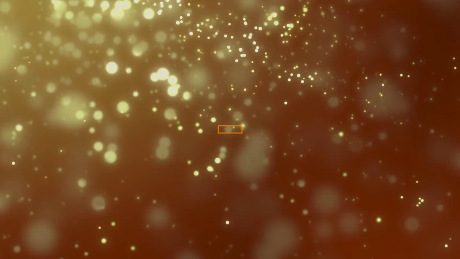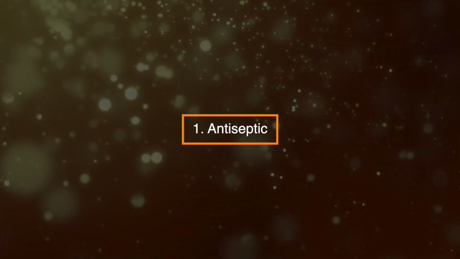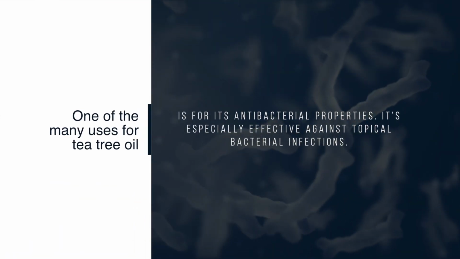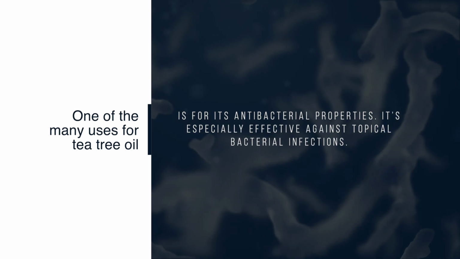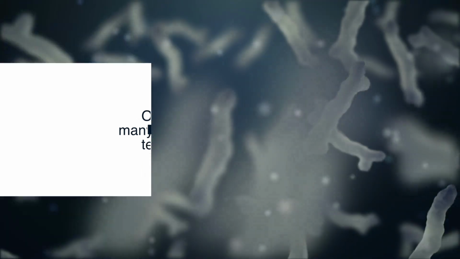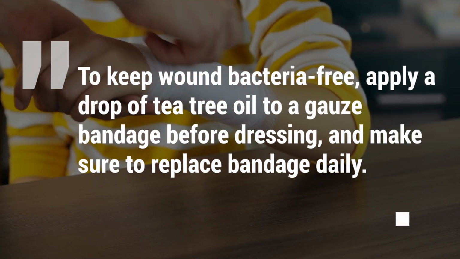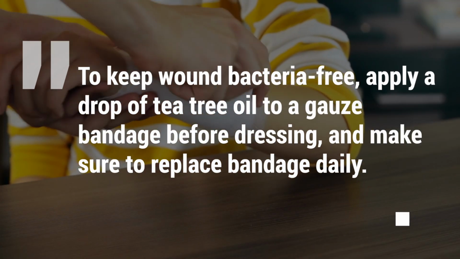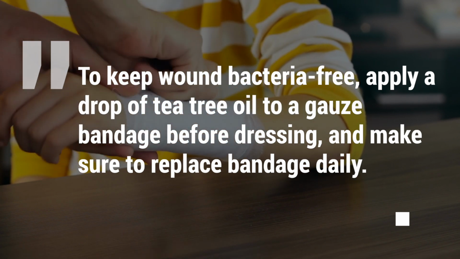around the home. 1. Antiseptic. One of the many uses for tea tree oil is for its antibacterial properties. It's especially effective against topical bacterial infections. To keep wound bacteria-free, apply a drop of tea tree oil to a gauze bandage before dressing and make sure to replace the bandage daily.